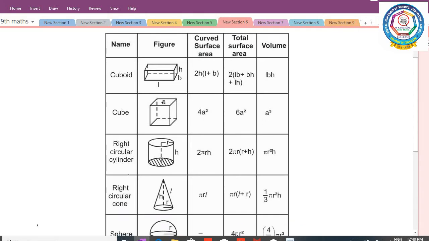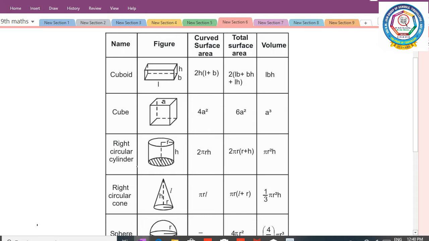Next one, the right circular cylinder. What is the curved surface area of a cylinder? What is the base here? The CSA means the perimeter, perimeter 2 pi r, then height is h. So 2 pi r h.